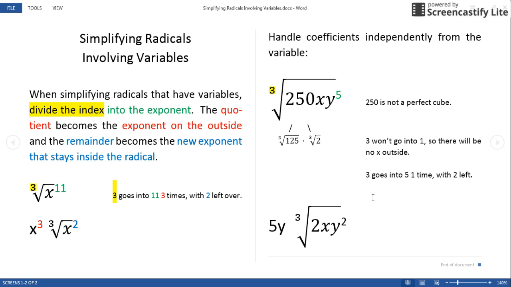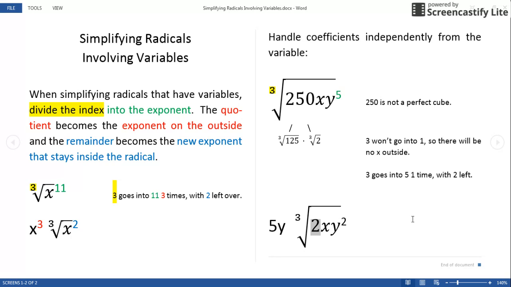When we have coefficients, we handle them independently from the variable. For instance, this one, the cube root of 250x y to the 5th. 250 is not a perfect cube, so we need to break it down into two factors, one of which is a perfect cube. 250 can break down into the cube root of 125 times the cube root of 2. Well, the cube root of 125, that's going to be 5. We can't do anything with the cube root of 2, so we'll leave that 2 up under the radical, being careful to keep our cube root index.